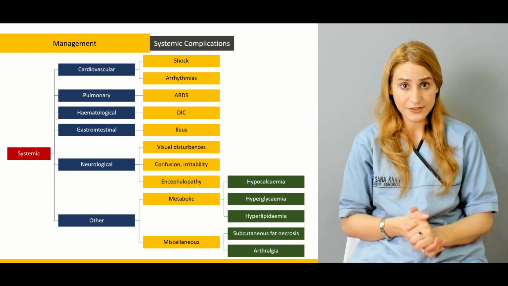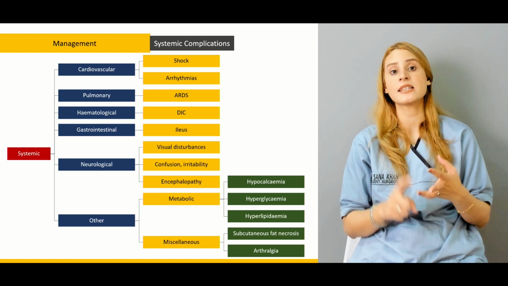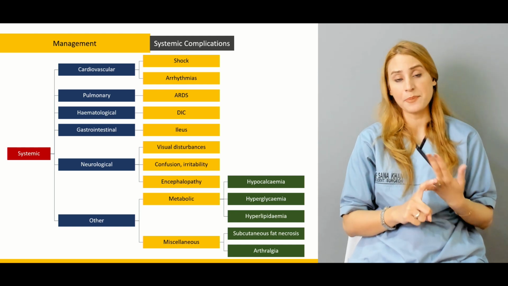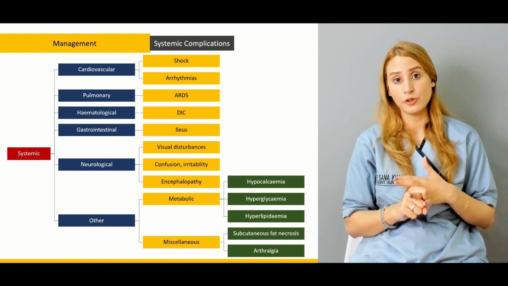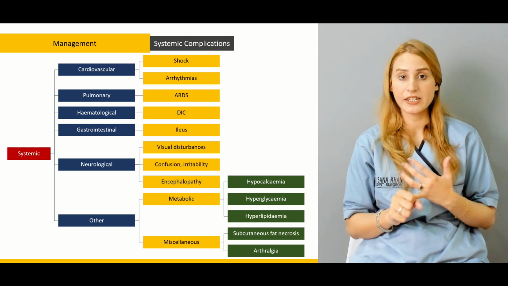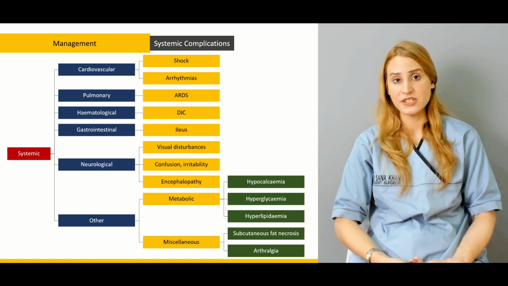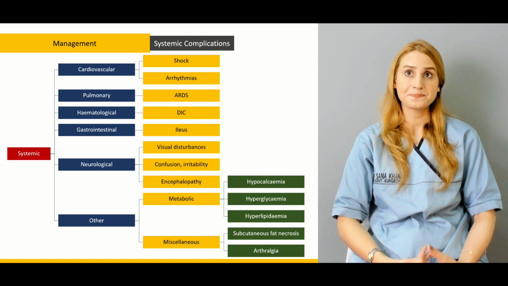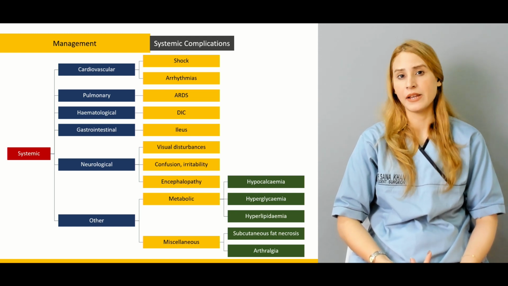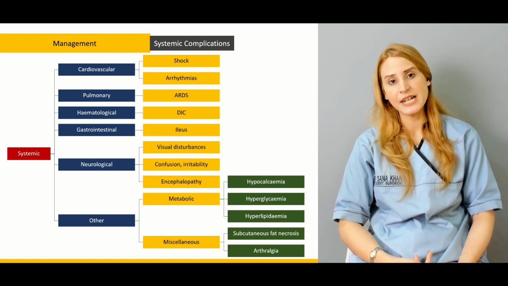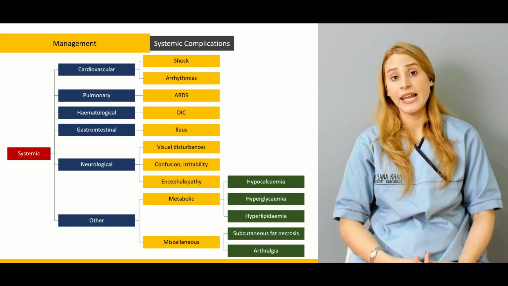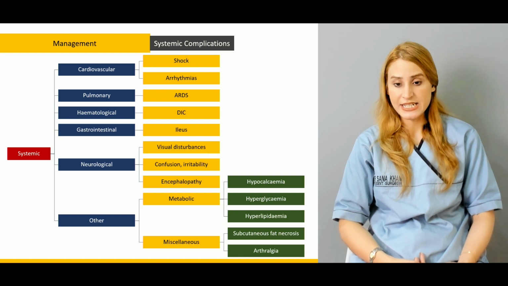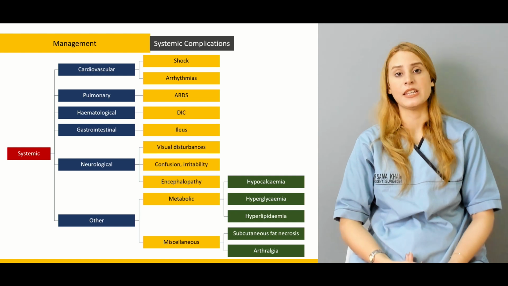In case of the cardiovascular system, there can be shock, there can be arrhythmias, there can be ARDS, multi-organ failure, sepsis, septic encephalopathy. There can be septic shock, there can be DIC. In case of the GIT, there can be ileus, septic ileus, and the patient can also develop necrotizing pancreatitis and peritonitis, neurological abnormalities like confusion, irritability, disorientation, or the encephalopathy.